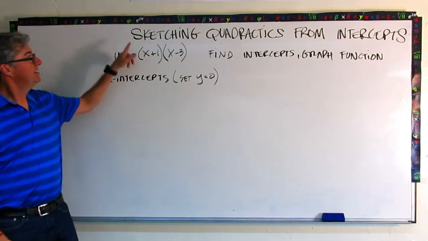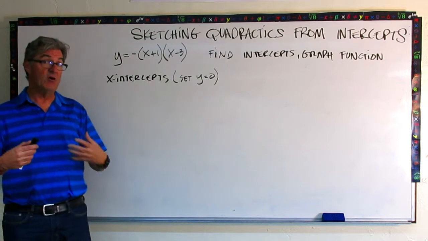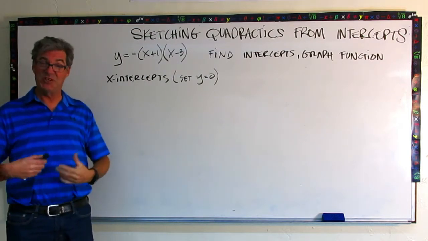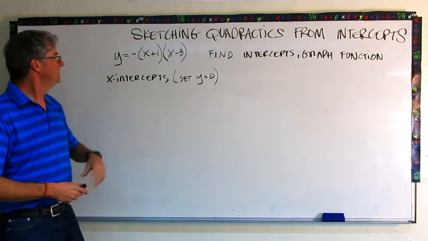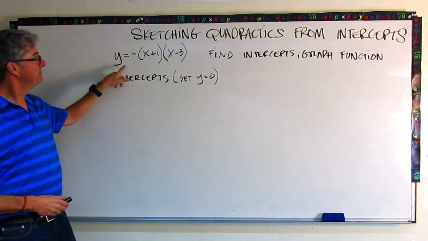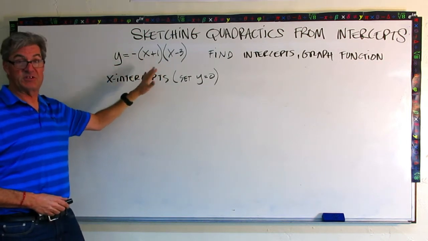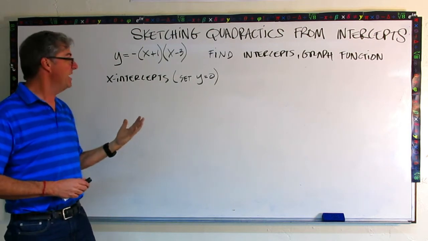Today's topic, sketching quadratics from intercepts. If you know the two x-intercepts or the one y-intercept, you can usually sketch a quadratic right from there. So let's do that. Here's my quadratic equation. Now it's already factored. I'm showing you a quadratic equation that's already factored, and you're going to get some problems that are shown in that way.